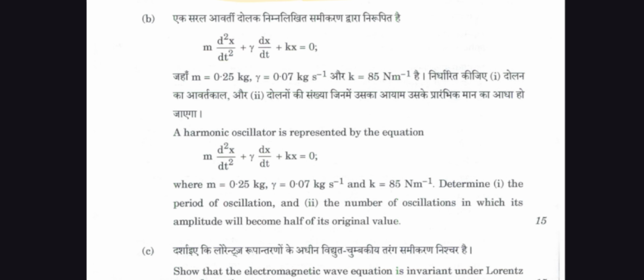Question number B. A harmonic oscillator is represented by the equation m d square x by dt square plus gamma dx by dt plus kx equals 0. This is the equation, where m is equal to 0.25 kg, gamma is equal to 0.07 kg per second and k is equal to 85 Newton per meter. Determine first the period of oscillation, second the number of oscillations in which the amplitude will become half of its original value.